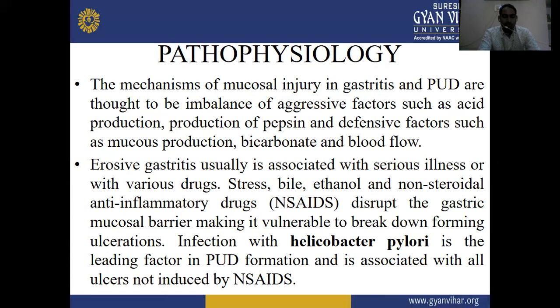Next one, pathophysiology. What are the pathophysiology of peptic ulcer? The first one is the mechanism of mucosal injury. The mechanism of mucosal injury in gastritis and PUD is through an imbalance of aggressive factors, such as acid production and production of pepsin, and defensive factors such as mucus production, bicarbonate, and blood flow.